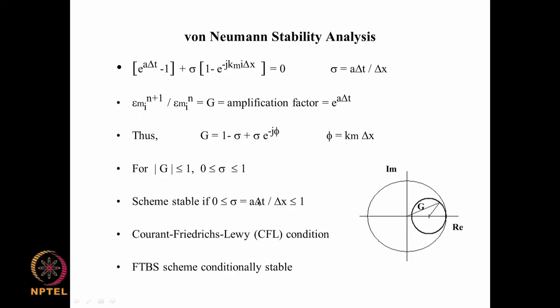If it is greater than 1, this may become unstable, and that is what we have seen for the FTBS scheme. We saw that for sigma of 1.11 it was becoming unstable, but for sigma of 1, 0.5 and 0.25 it is not exploding, it is giving some shape. So, in that sense the FTBS scheme is conditionally stable, as demonstrated by this von Neumann stability analysis.